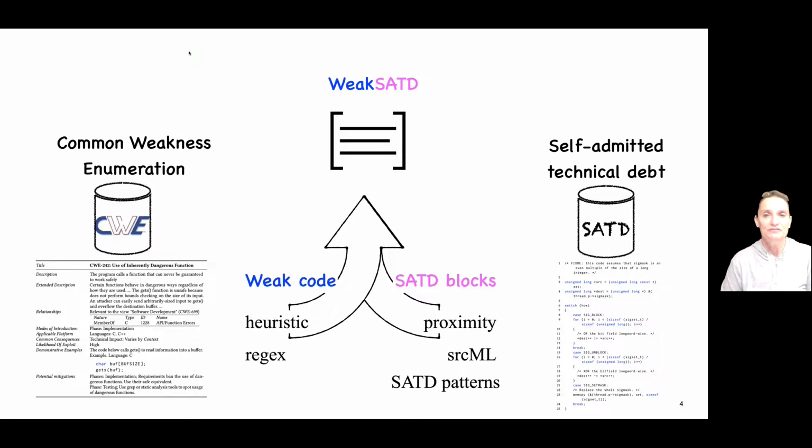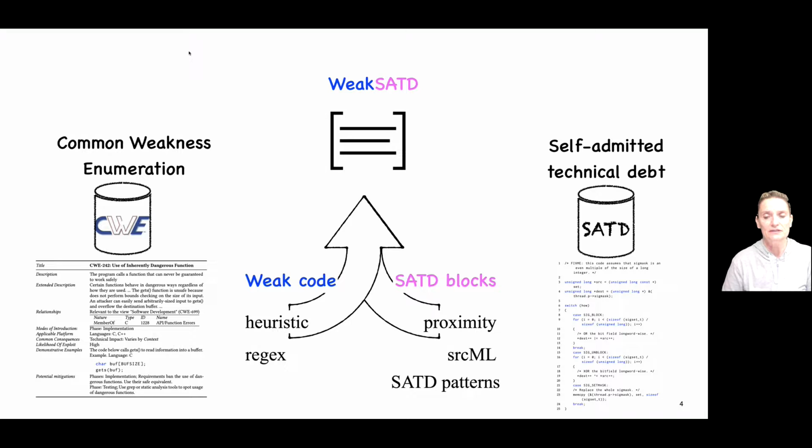So how do we define WeakSAT? How do we detect it? First of all, we mine the Common Weakness Enumeration repository, CWE, maintained by Mitre. This repository contains a lot of information and classifies different weaknesses. It also contains information about the code that defines these weaknesses. By exploiting the information in the CWE, we defined a set of heuristics and regex rules in order to identify in the code the lines of code that are weak, and we call them weak code.